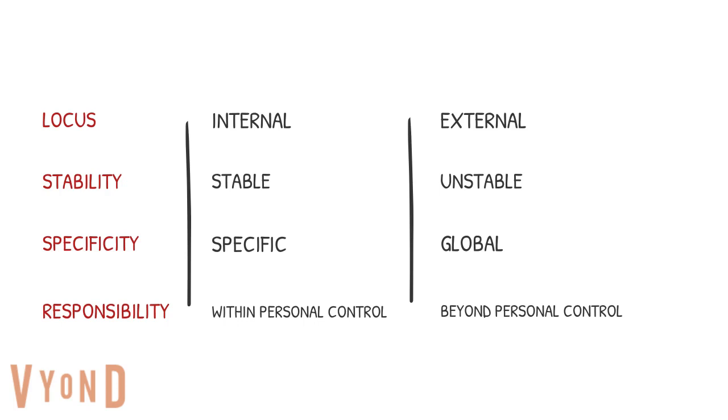And then the fourth dimension is responsibility. The factors that go along with responsibility are within personal control and beyond personal control. So if we perceive something to be within personal control, obviously we judge it differently than if we perceive something to be beyond personal control.